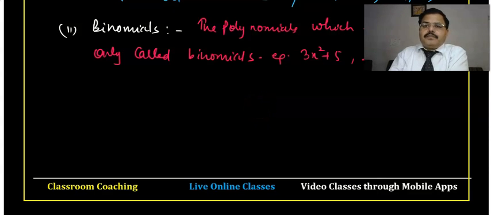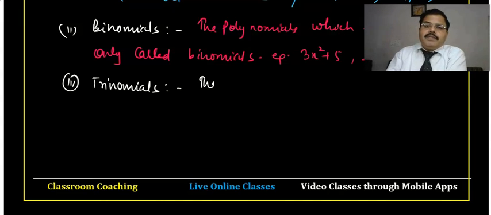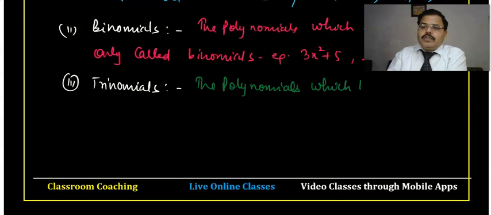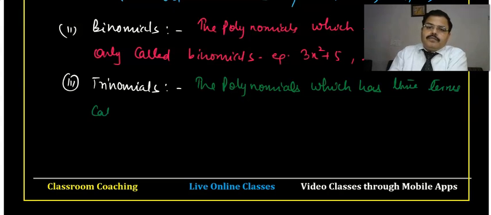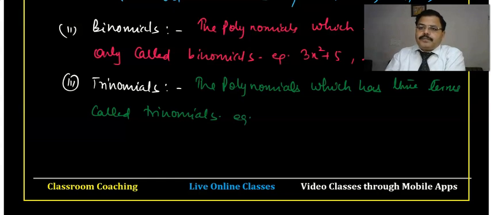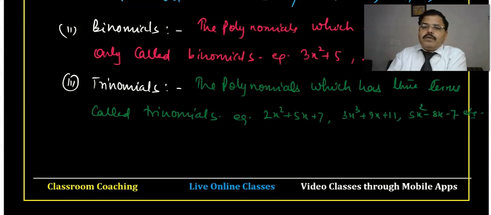Thereafter, the third one, apart from binomial, is the trinomial. What is a trinomial? The polynomial which has three terms only is called a trinomial. For example, 2x square plus 5x plus 7, 3x cube plus 9x plus 11, 5x square minus 8x minus 7, etc. These are called trinomials.